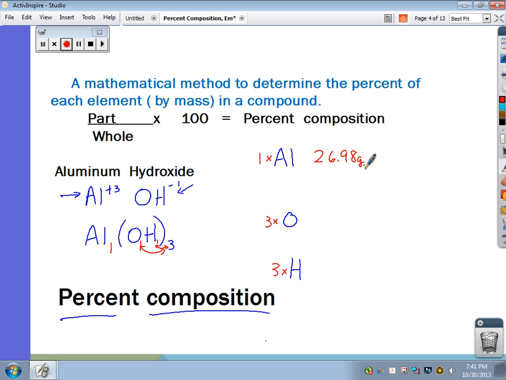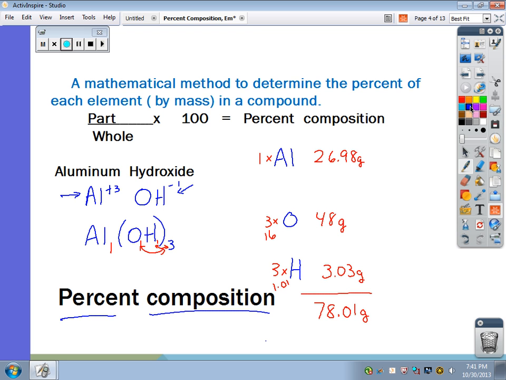Under oxygen, I have 16, and that's going to be a total of 48 grams for oxygen, because 3 times 16 is 48. And 3 times 1.01 grams in the periodic table is 3.03 grams for hydrogen. So now, before I go any further, I need to add all these up to get my total, which is your gram formula mass, isn't it? 78.01 grams is the whole thing. That's the whole compound. So how do I do my math now?